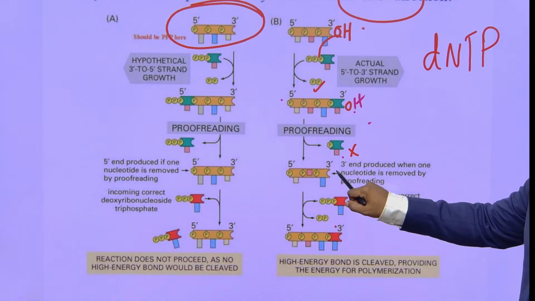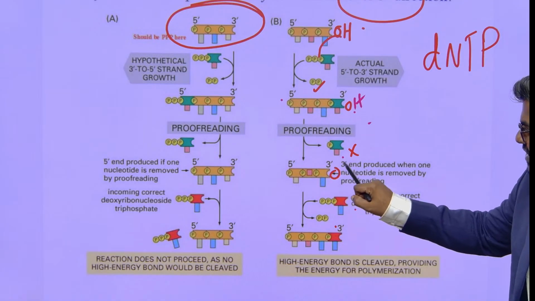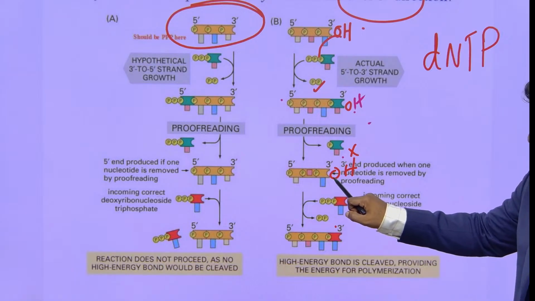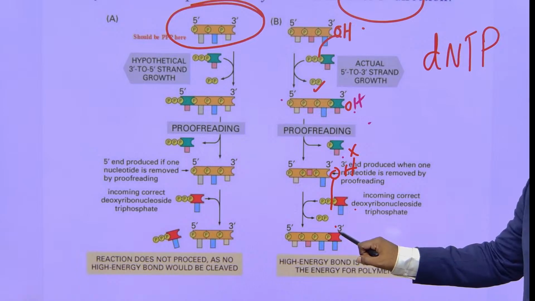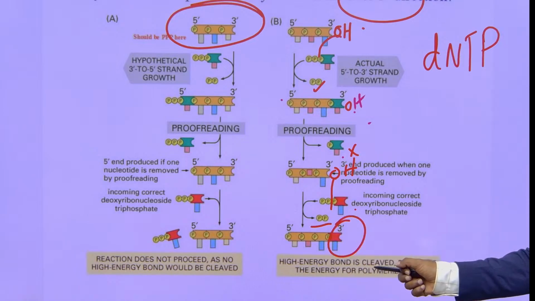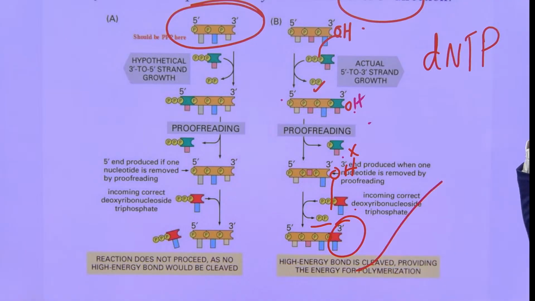See, still here what group is present? OH group is present. Correct na? And this is the healthy nucleotide. Then what happens again? There is a cleavage of 1 phosphate, 2 phosphates are released in the form of PPi, and there is an addition of the nucleotide. It is successful, no problem.